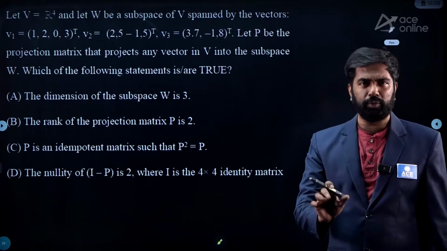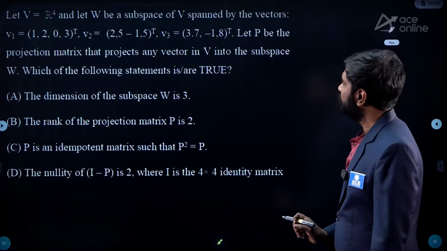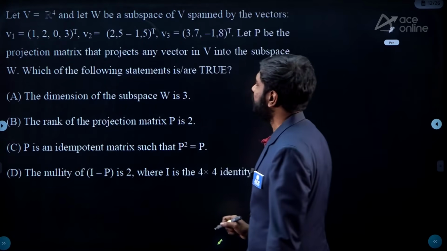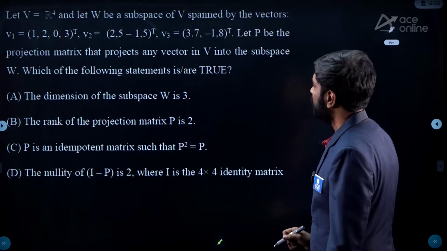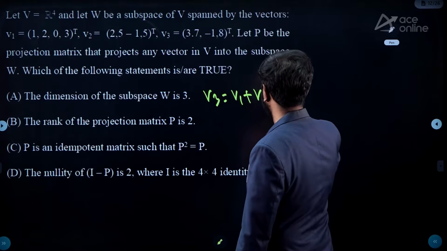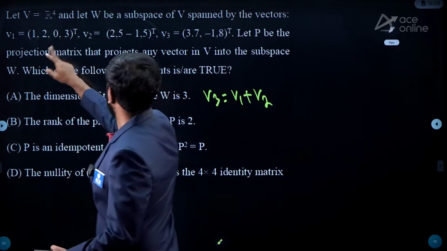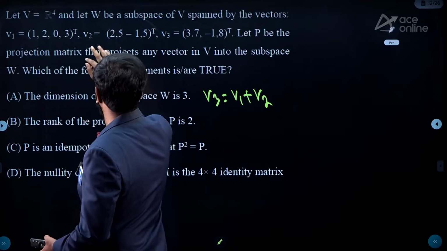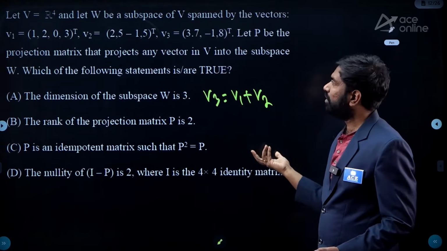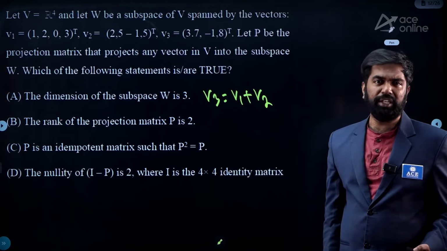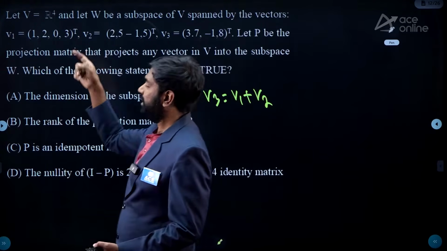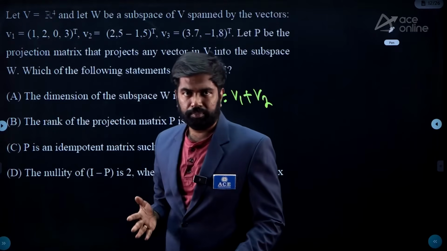If you observe V1, V2, V3, is there any linear relationship between them? I can see that V3 is V1 plus V2. Check it: 1 plus 2 is 3, 2 plus 5 is 7, 0 plus minus 1, 3 plus 5 is 8. So whatever vectors are given, they are actually linearly dependent. So this is not an independent set, it's a dependent set.